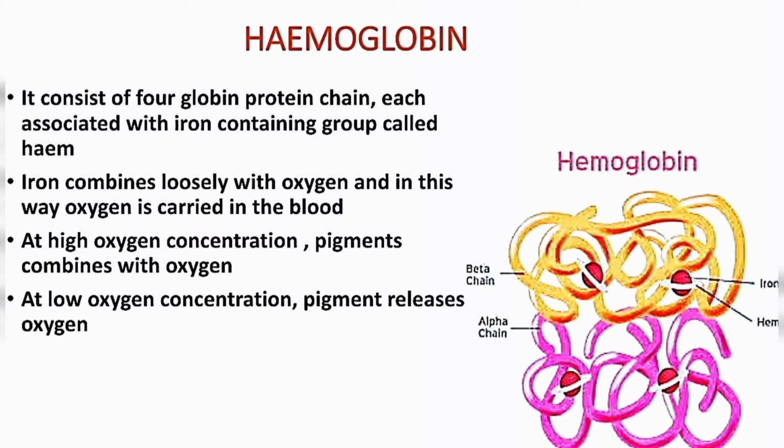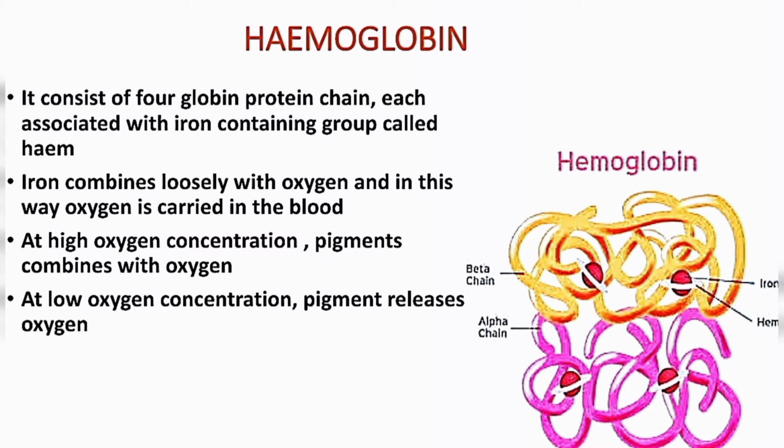First of all, it consists of four globin protein chains, each associated with an iron-containing group called heme. It is made up of four chains, and those four chains are of globin protein. As you see in the picture, there are four chains of globin protein, and each chain has its own iron group, which is known as heme. So heme is the iron group of hemoglobin.